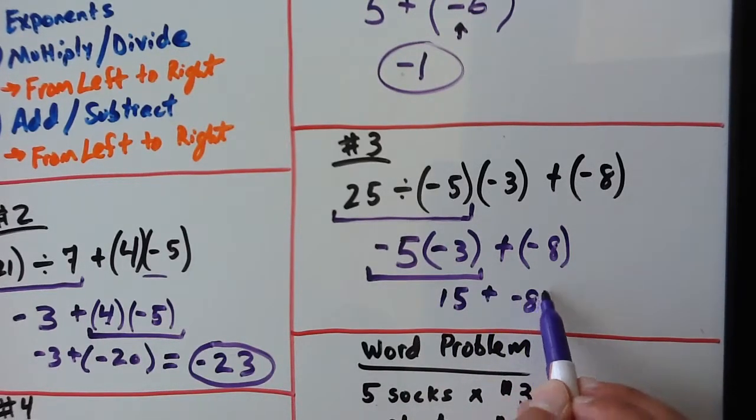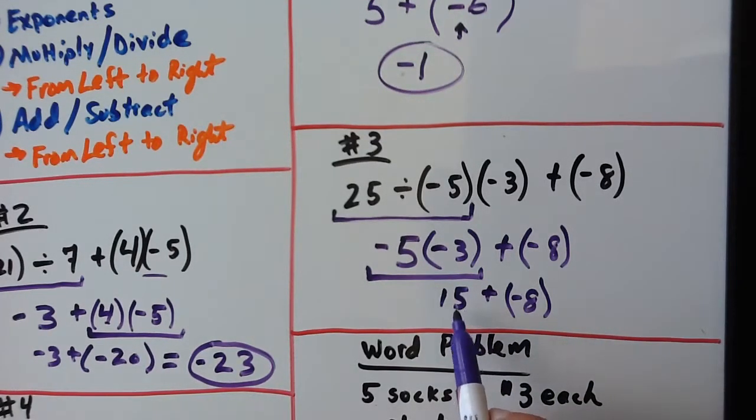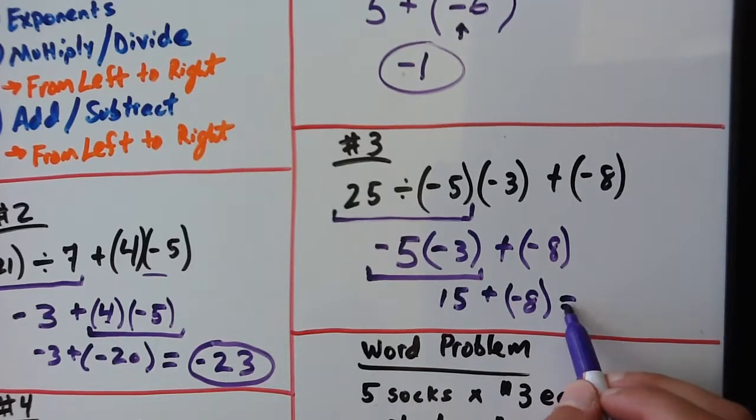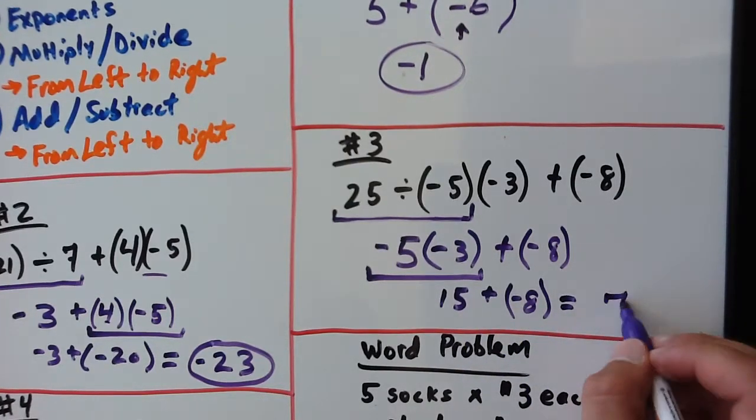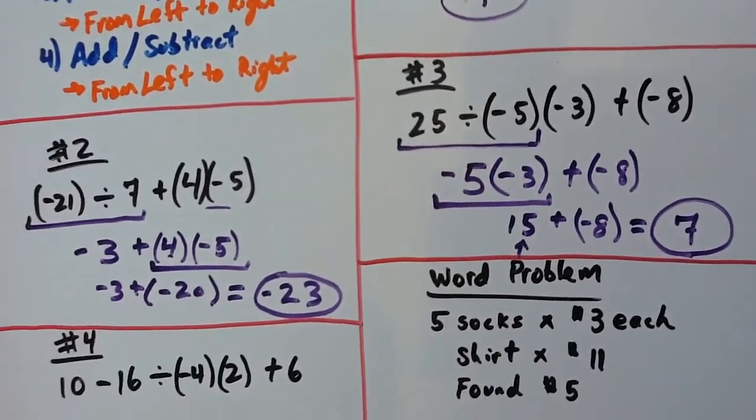Add negative 8. Okay? Now here I can know that adding a negative is the same thing as subtraction, or I can say they have different signs, so I need to subtract. 15 minus 8 is 7, and then keep the sign of the big guy. 15 is the big guy, it's positive, so my sum is positive 7.